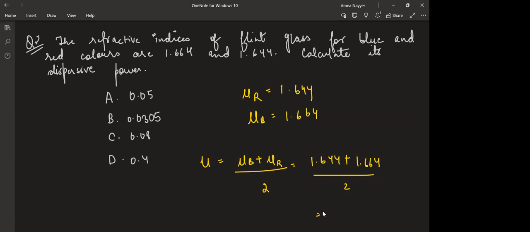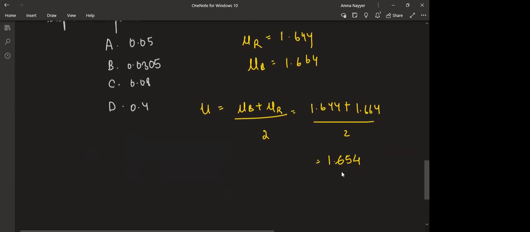That becomes 3.128, you divide it by 2. So that will be 1.654. Just check whether it's 1.654. Someone cross check it.